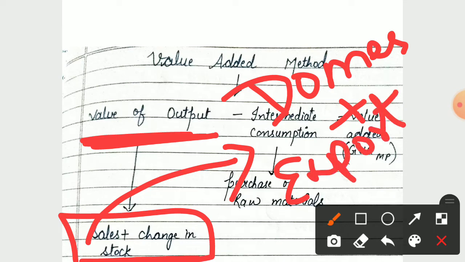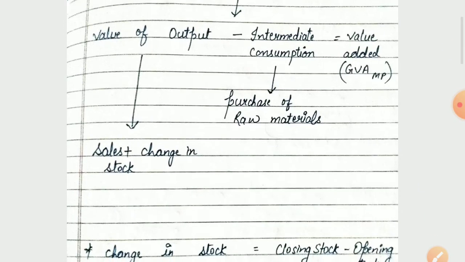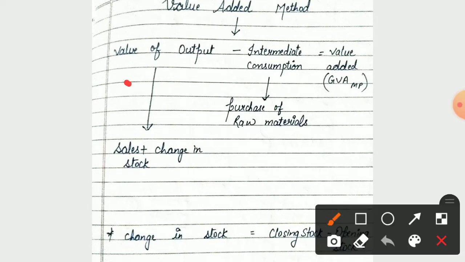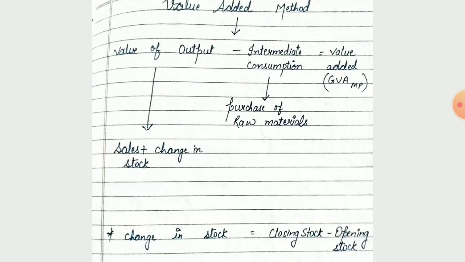If you are given only sales, then you will not add exports, because export is included in that itself. And if you are given domestic sales, then you have to add on the export also. Then here value of output means sales and change in stock. Now what is change in stock? Change in stock means the difference between closing stock and opening stock.